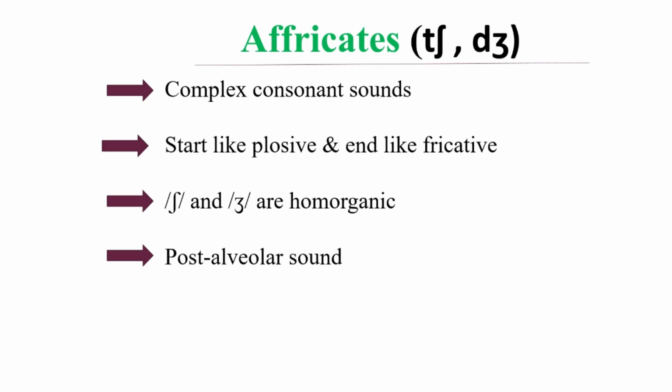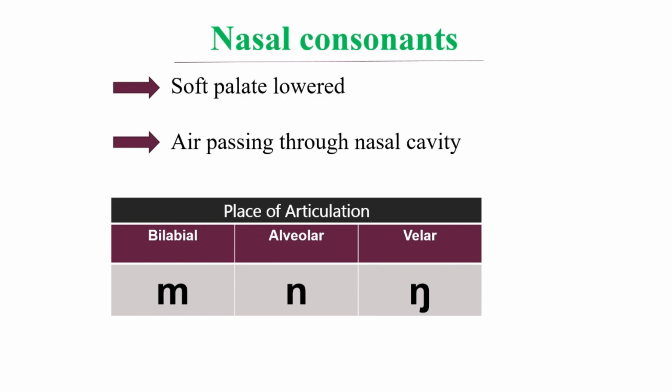The next point is nasal consonant. In English, there are three nasal consonants. They are ma, na, and nga. These three sounds are called nasal consonants. The main characteristic of nasal consonants is that air passes through the nasal cavity, and when the soft palate is lowered, then the lungs' air comes through the nasal cavity.